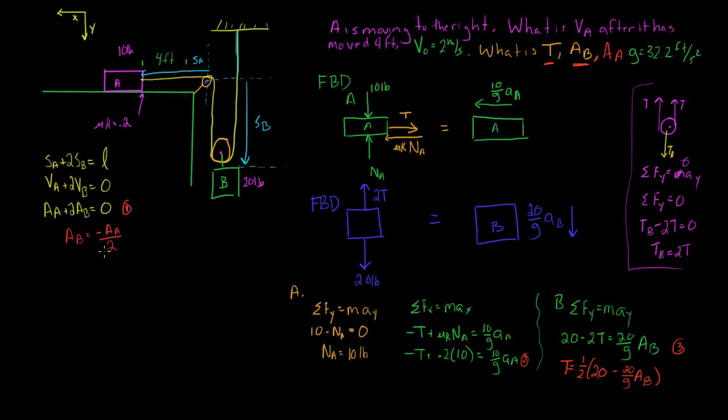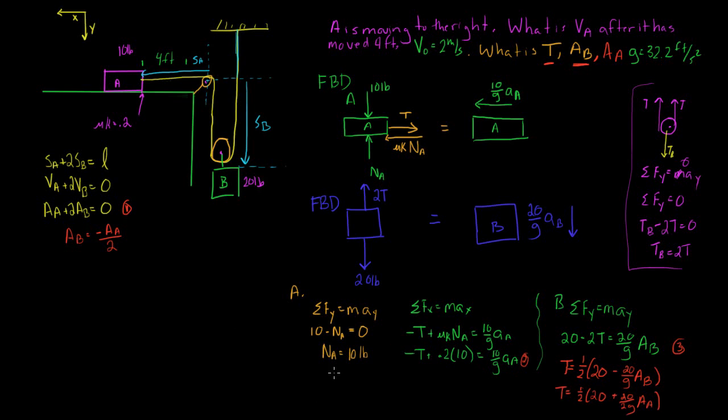And we can now substitute this acceleration of A into this equation, and we get t is equal to 1/2 times 20 plus 20 over 2g times a_A. And this negative sign right here is why this became a positive sign. So we have this expression for tension, and we can substitute that into this second equation right here.